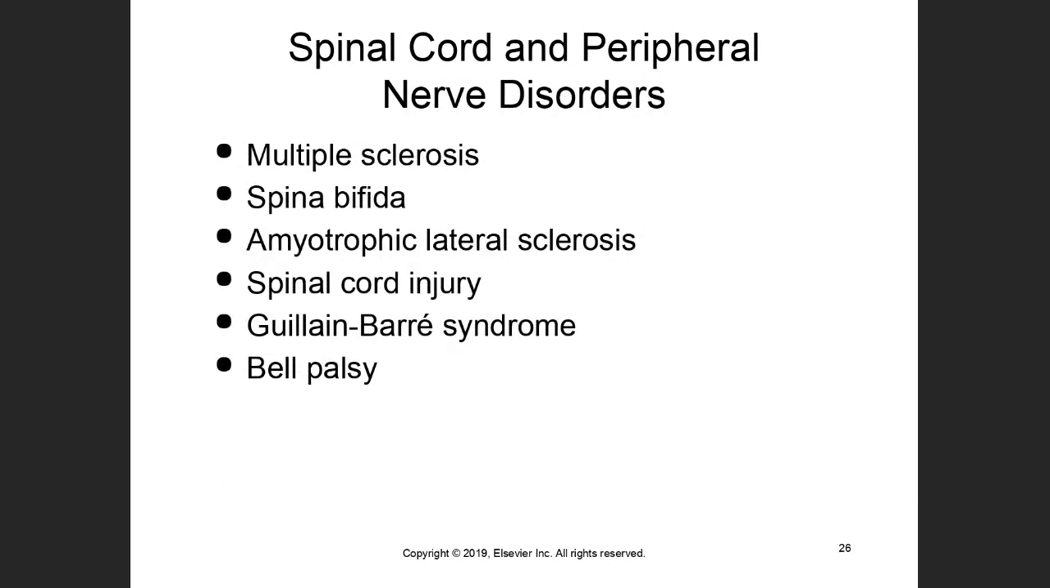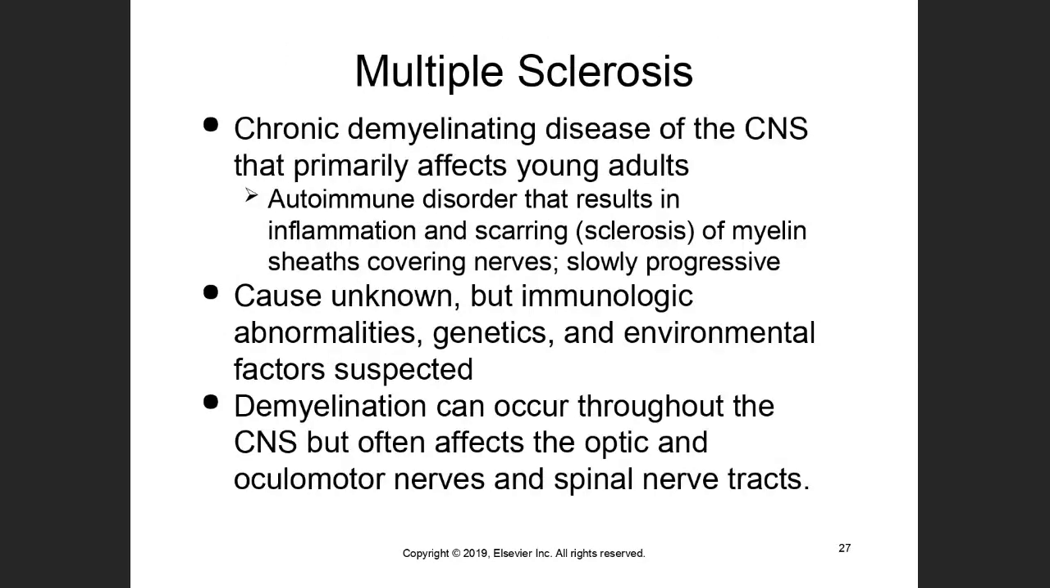Spinal cord and peripheral nerve disorders: we have MS, multiple sclerosis, spina bifida, amyotrophic lateral sclerosis, spinal injury, Guillain-Barré, and Bell palsy. MS is a chronic demyelinating disease of the CNS. You have to be very careful because multiple sclerosis is CNS, central nervous system. Guillain-Barré is the peripheral nervous system.